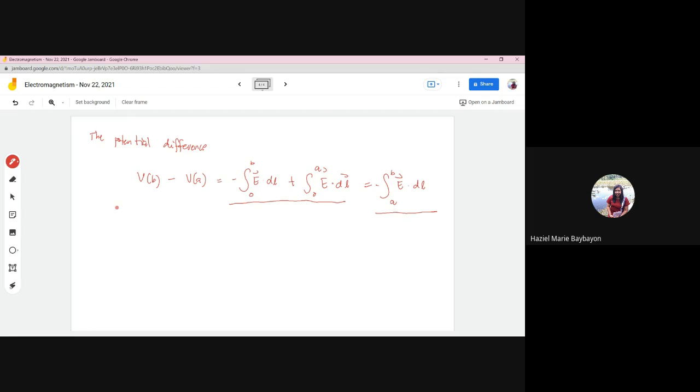And then according to the fundamental theorem of gradient, if you can recall, if you have this integral, the gradient of V dot dl, this is just equal to V of B minus V of A. Okay? So this is according to the fundamental theorem of gradient.